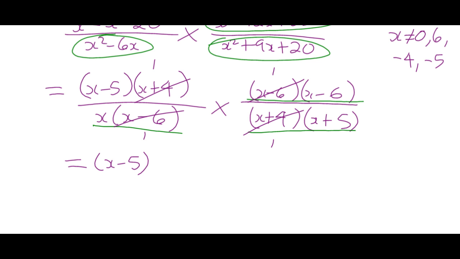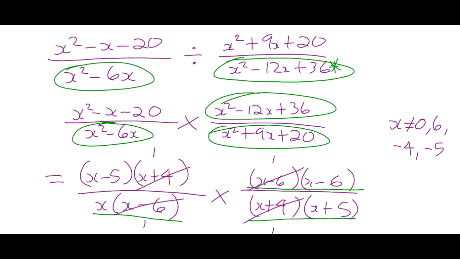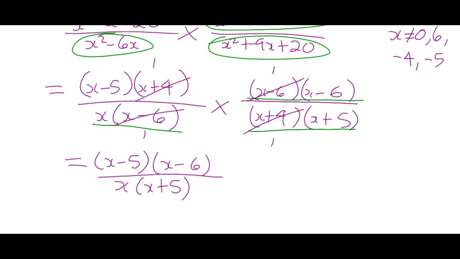I've got an x minus 5 and a 1 and a 1 and an x minus 6. And I've got an x and a 1 and an x plus 5. So this is equivalent to this for all values of x, except for 0, 6, negative 4, negative 5.